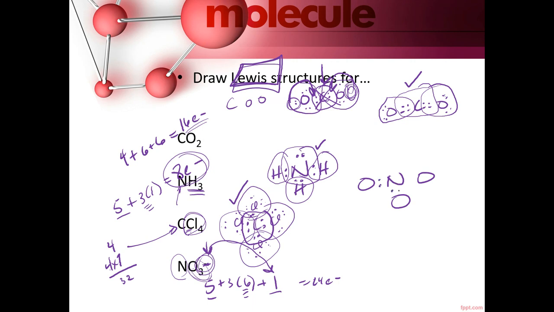Shared pairs of electrons are going to go between the atoms. 2, 4, 6, 8, 10, 12, 14, 16, 18, 20, 22, 24. It's a problem. Oxygen's happy, nitrogen not so happy, oxygen not so happy.